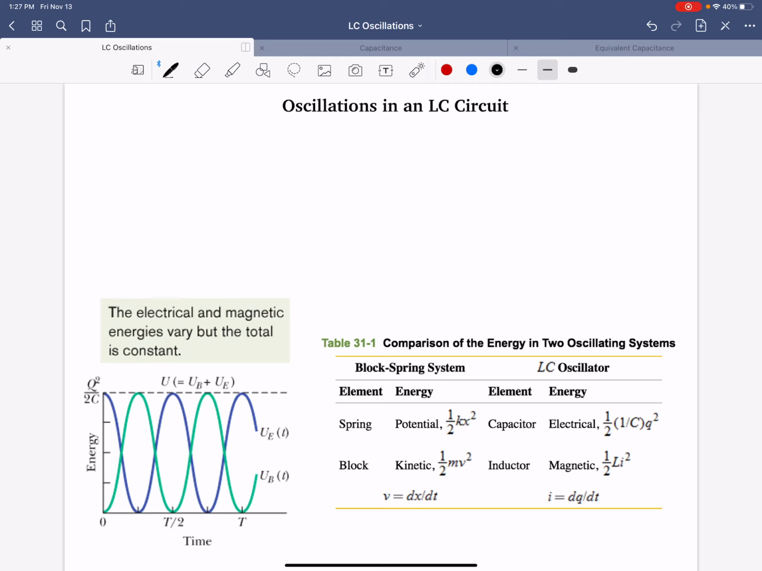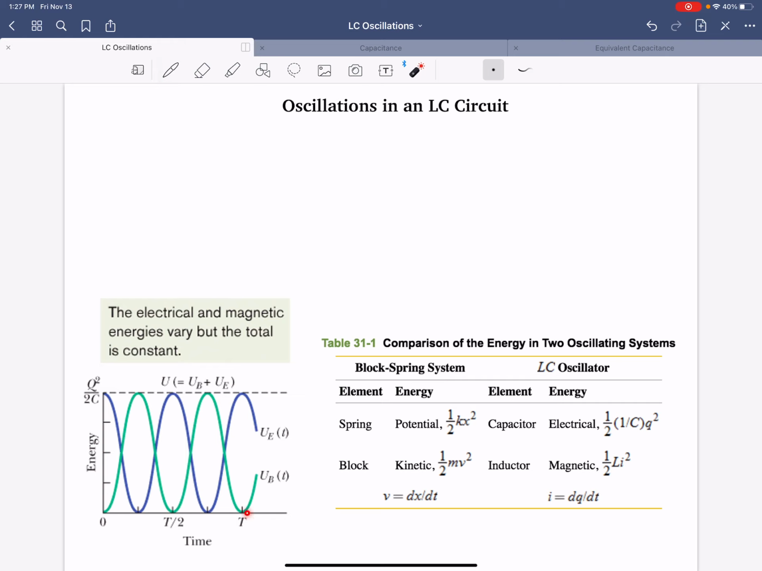In the last video, I mentioned that these LC oscillations were analogous to a mass on a spring oscillating back and forth in space. Below is a graph of the electrical energy and the magnetic energy in this LC circuit. Notice that they're exactly opposite to each other at every point in time.